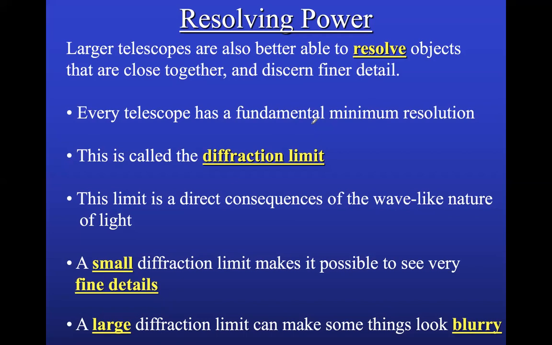This limit is a consequence of the wave-like nature of light. A small diffraction limit makes it possible to see very fine details. If the diffraction limit is smaller, that is good for you, because you can look at very fine details. A large diffraction limit will make things very blurry.